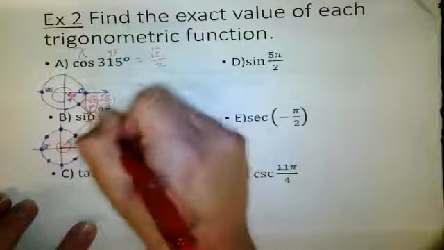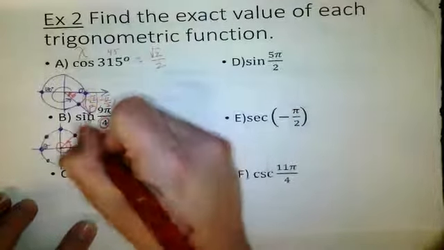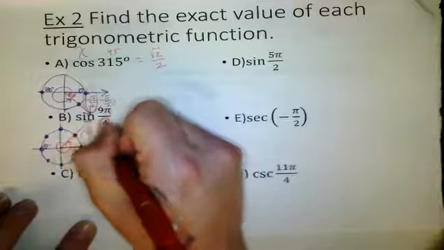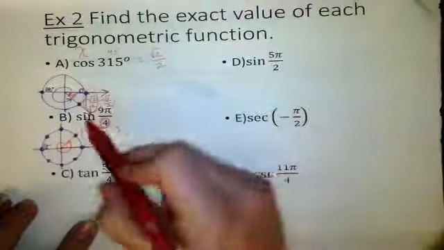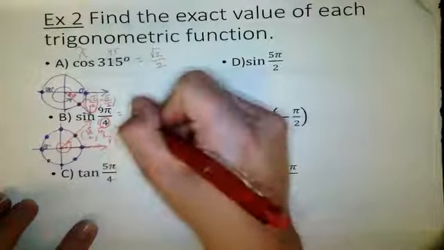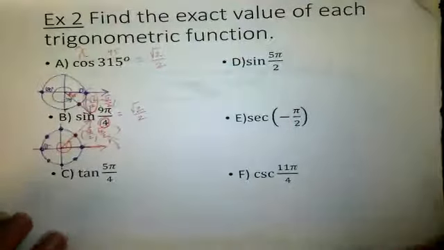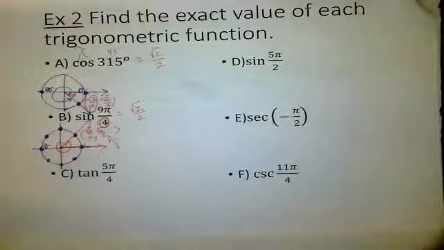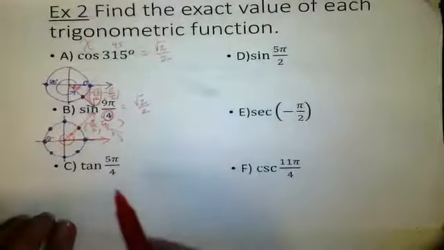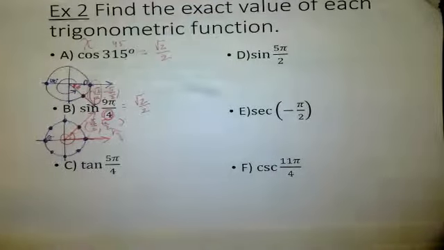And it's an over 4. So what's the ordered pair? Radical 2 over 2, radical 2 over 2. So what's the sine ratio? The y-coordinate is radical 2 over 2. Okay. All right. So all we have to worry about then are positives or negatives, really.